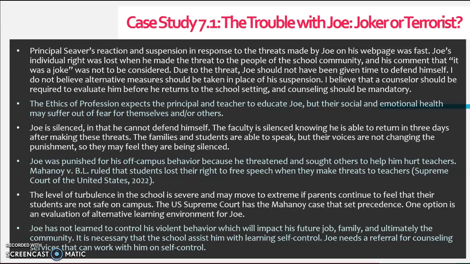One option is an evaluation for an alternative learning environment for Joe. Joe has not learned to control his violent behavior, which will impact his future job, family, and ultimately the community. It is necessary that the school assist him with learning self-control. Joe needs a referral for counseling services that can work with him on self-control.